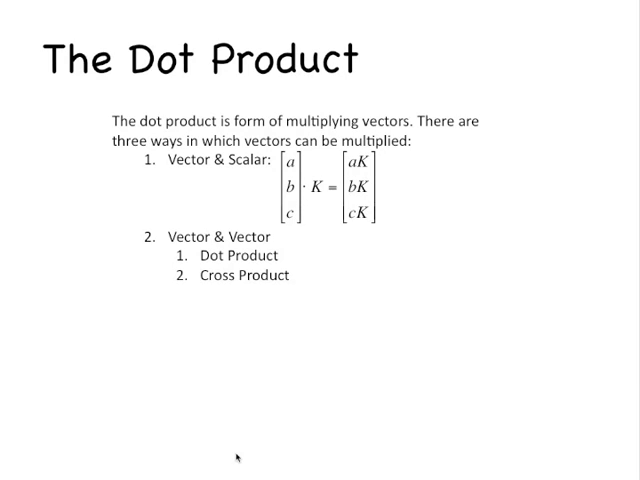Hey everyone, this video will cover the mathematical concept of the dot product and related practice problems. The dot product is a form of multiplying vectors. For those of you not familiar with vector math, there are essentially three ways.